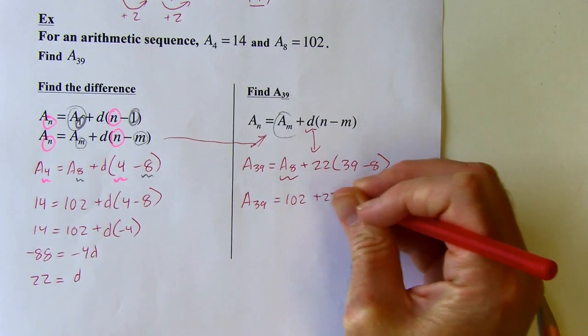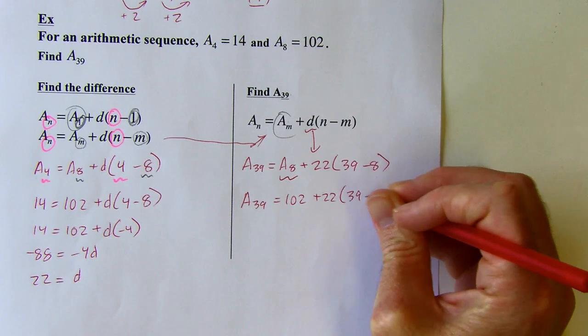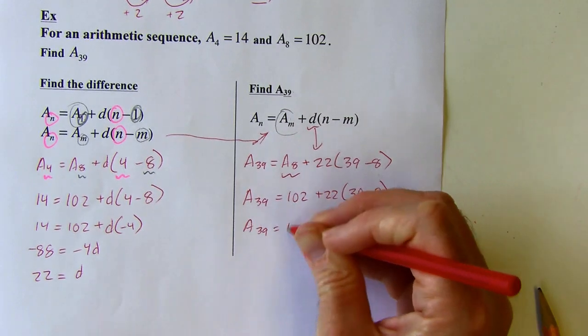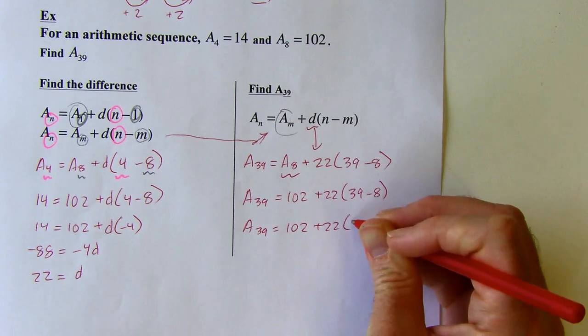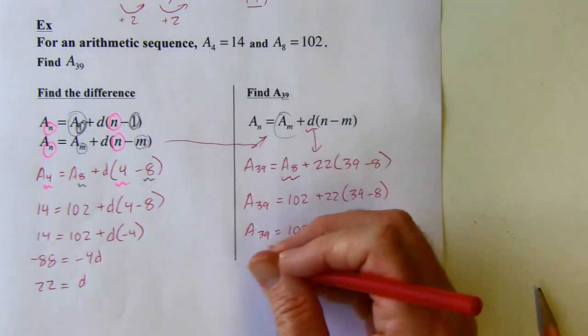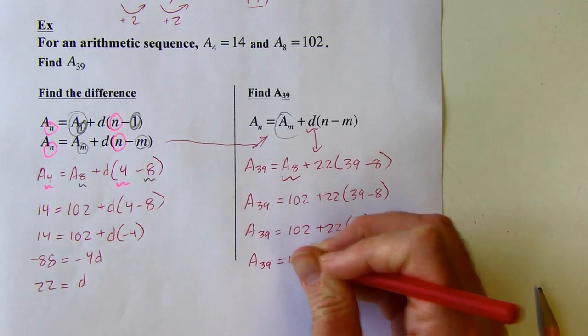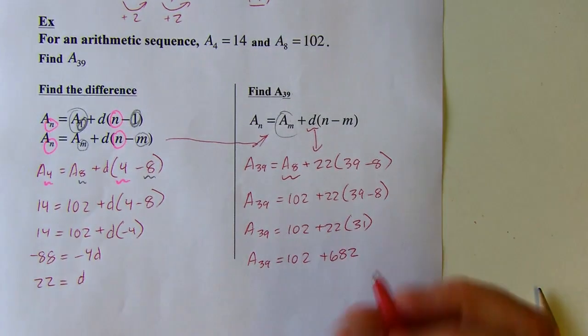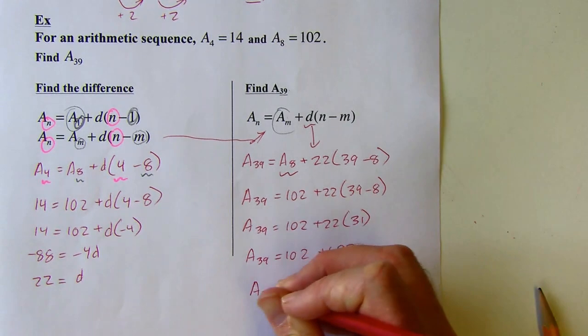And then I should be able to solve for that term value. Okay, 22 times 31. It's going to be 682. And I end up at 784.